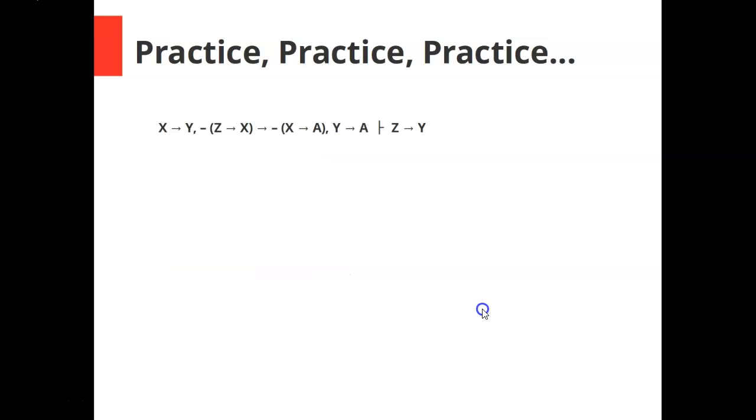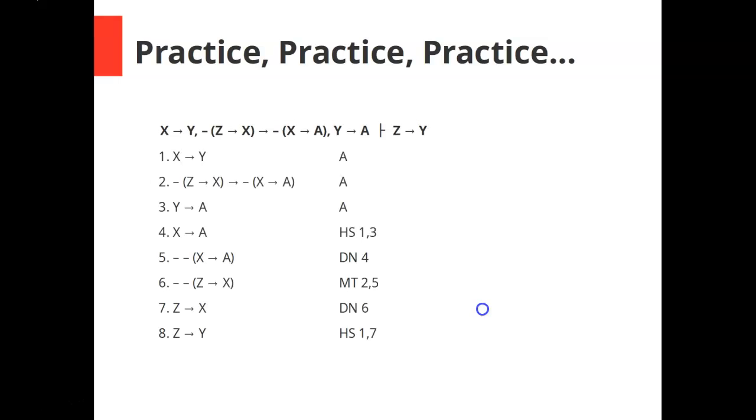Here's another example. Again, you can pause the video if you'd like to try it out on your own. And here is the answer. Lines 1 through 3 are our assumptions. On 4, we get that as a result of hypothetical syllogism for lines 1 and 3. If X then Y and if Y then A, you're allowed to infer if X then A.